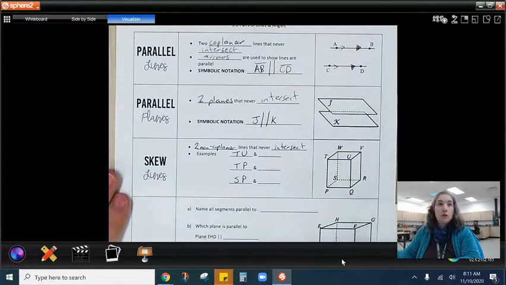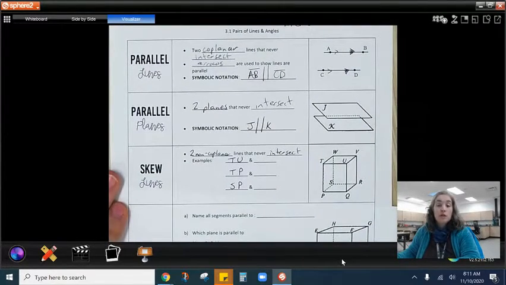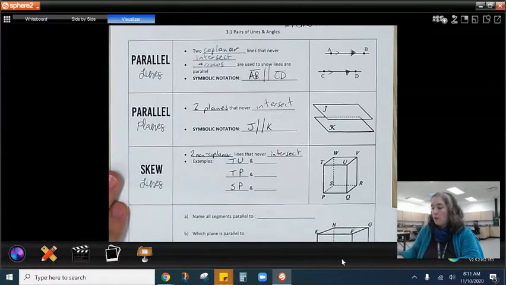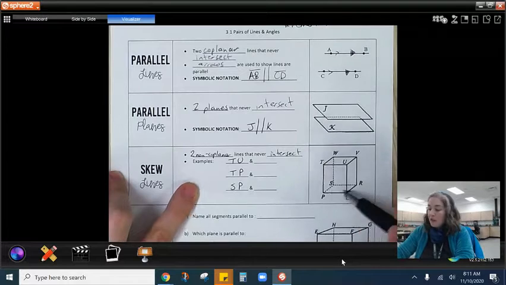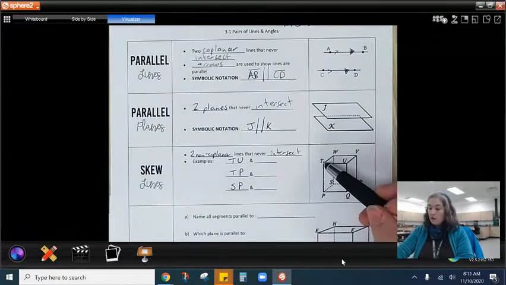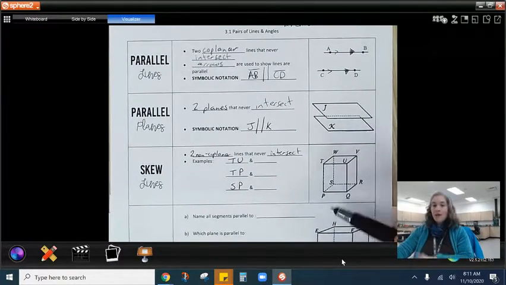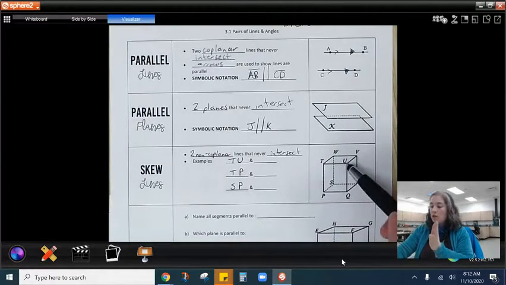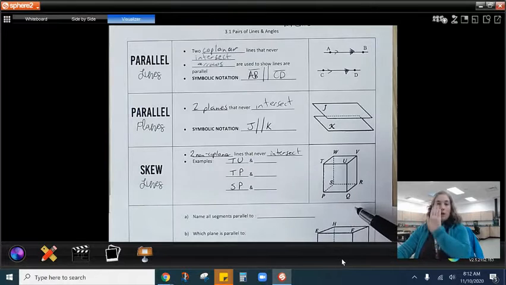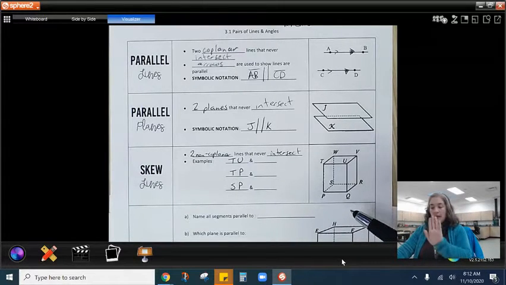And they are called skew lines. All right, they are called skew. It's a fun word, great Scrabble word. And they are 2 non-coplanar lines that never intersect. All right, here's what I mean by that. This front right here, TPQU, that's a plane. We would only use 3 letters to name it, so we would call it TUQ, right? But that whole front side is a plane.